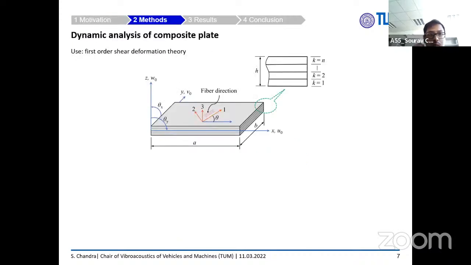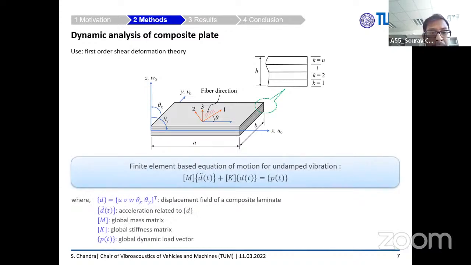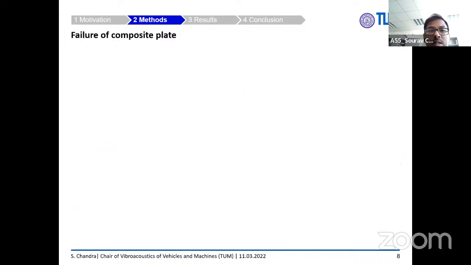I'll quickly go to the methodology. So we will use the first order shear deformation theory for finite element modeling of the composite plates. So this is the dynamic equation of the undamped vibration of a composite plate. M and K are the global mass and stiffness matrices, and P is the dynamic load vector.